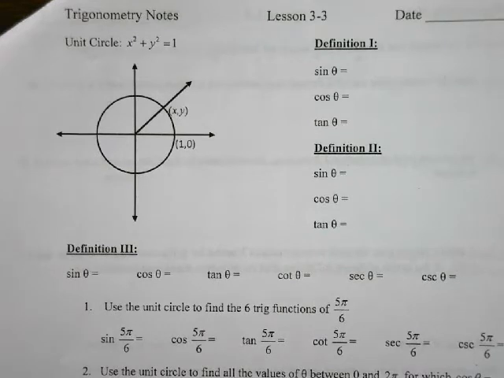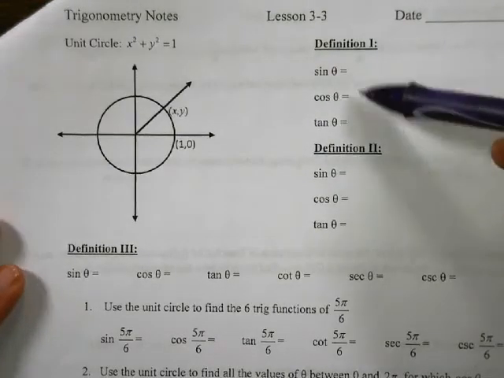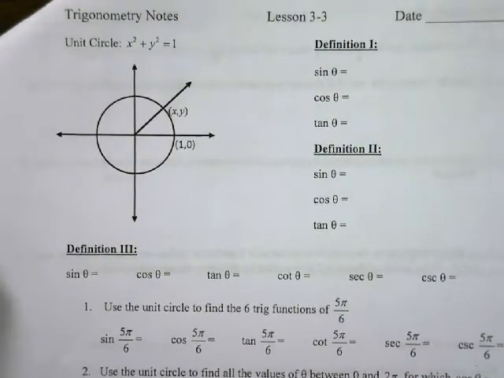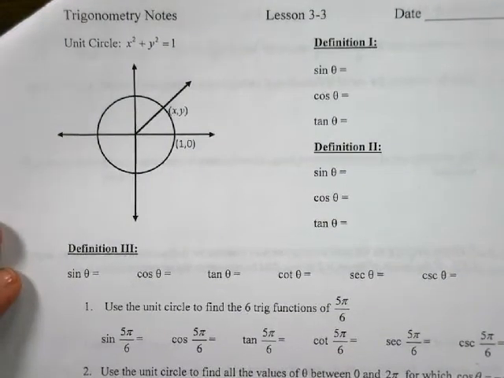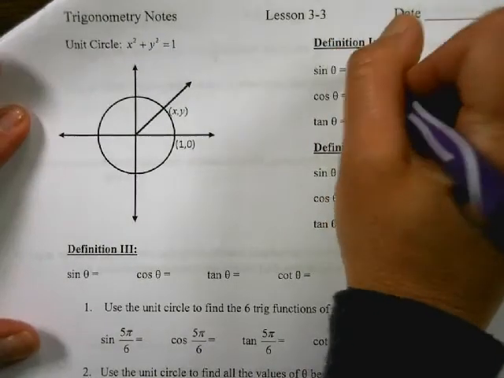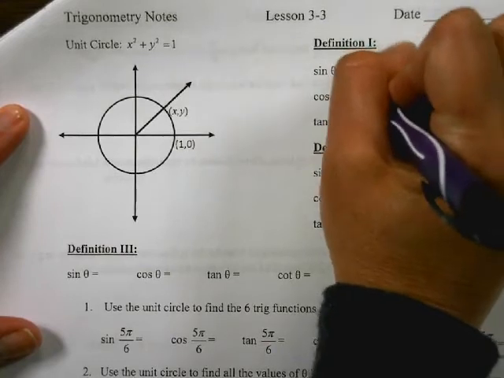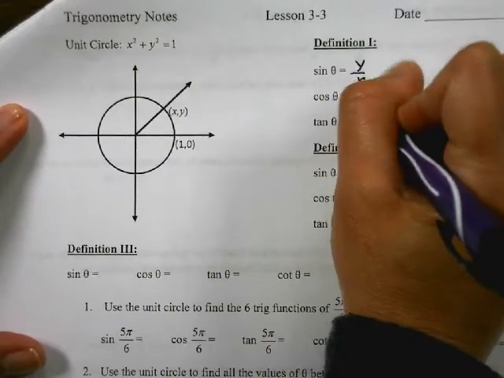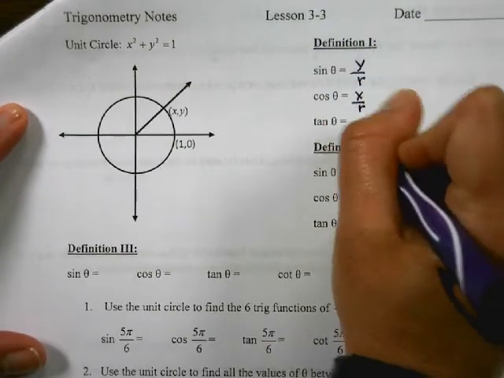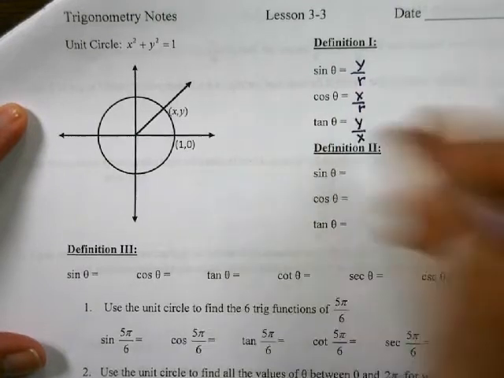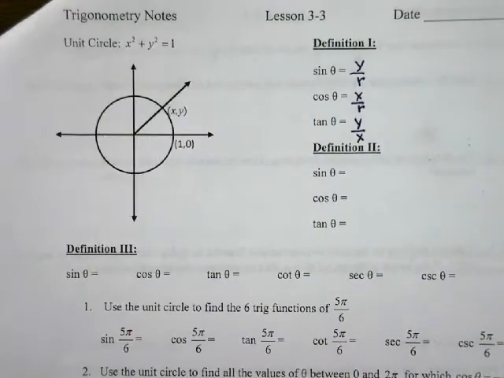So what we were doing way back in definition 1, this was chapter 1, we did it in terms of x, y's, and r's. Remember that? So we said that sine was y over r, and cosine was x over r, and tangent was y over x. Remember that?